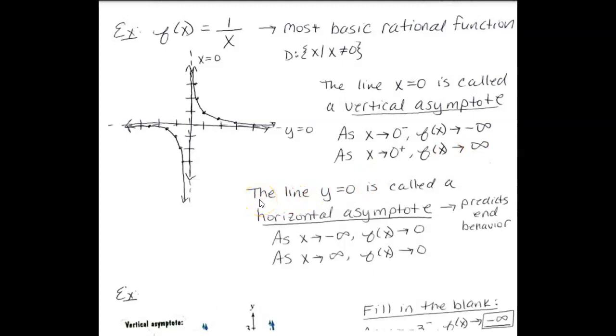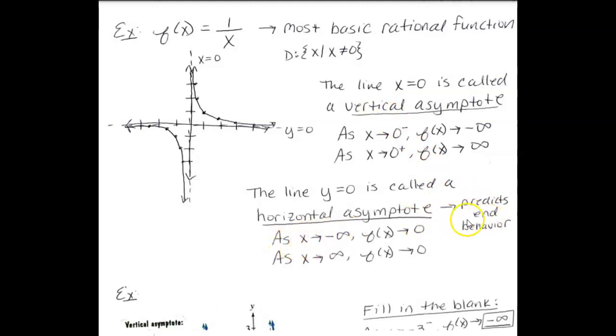Also, there's some behavior going on in regards to this line y = 0 right here. We said as I move far left and far right, I'm getting close to that line, but I'm not ever going to actually hit it. So that line y = 0 is what we call a horizontal asymptote. Horizontal asymptotes predict end behavior. Vertical asymptotes identify domain restrictions. Okay, so there's a different purpose.